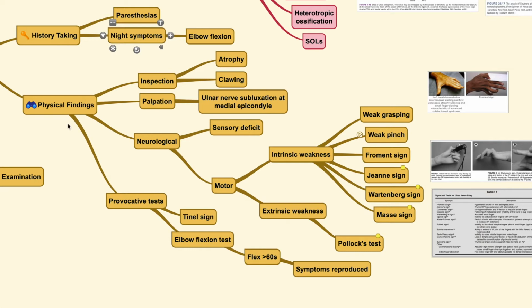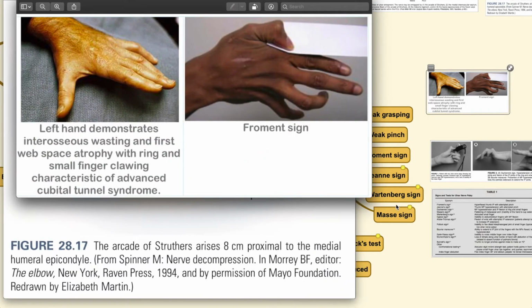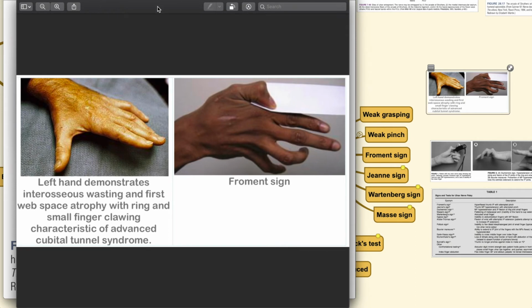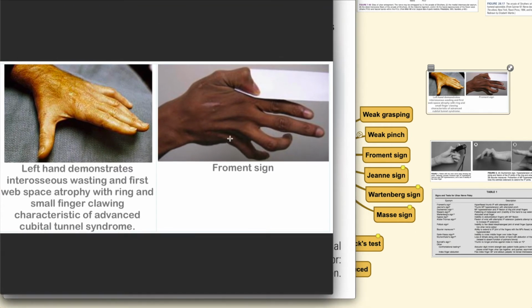Next would be the physical findings. During the inspection phase, you can see atrophy. Atrophy is especially noticeable in between the metacarpal bones. The muscles that make up the bulk of muscle in between the metacarpals are the interossei and also the lumbricals, and in here you could see interosseous wasting, loss of muscle belly all around here, and also first web space atrophy, and you could see clawing. We'll get to that in a moment.